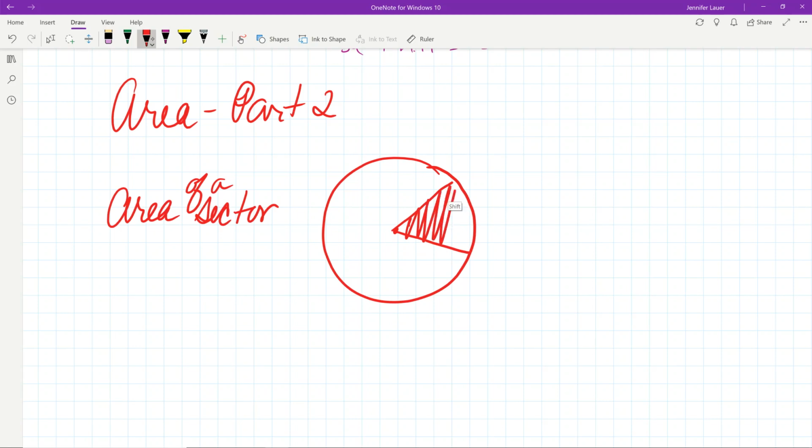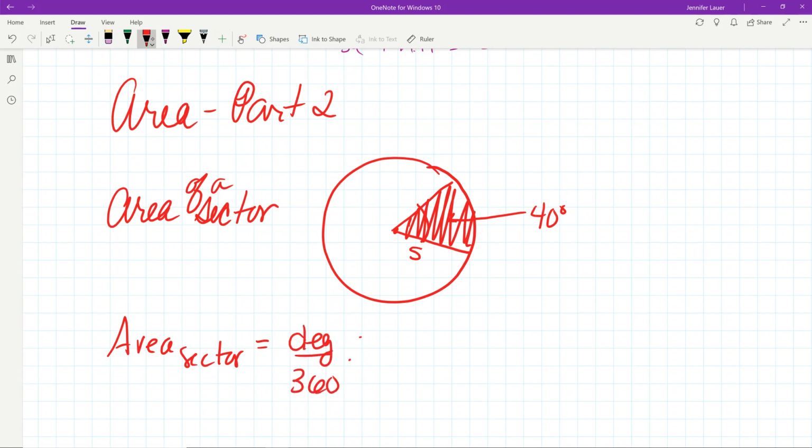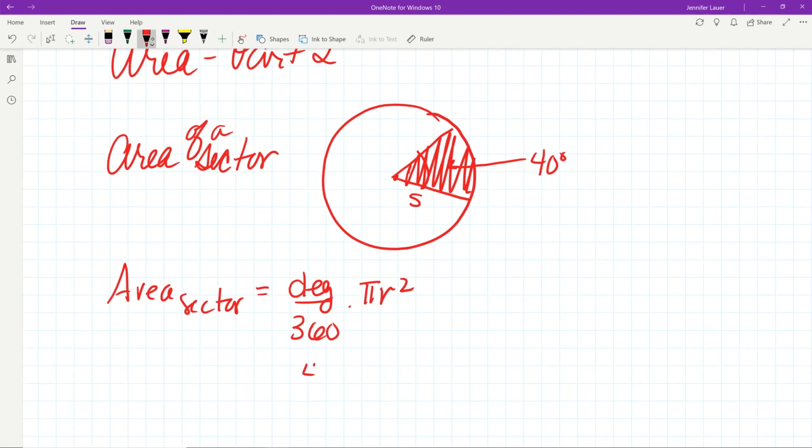So if I wanted to know the area of this sector, what I have to know is how many degrees this angle is. So let's say this is a 40-degree angle and my radius is 5. The area of a sector of a circle would be whatever degree over 360 times pi r squared. The only difference between the area of a sector and the area of a circle is that degree that we're taking out, that chunk. So this would be 40 over 360 times pi times our radius squared.